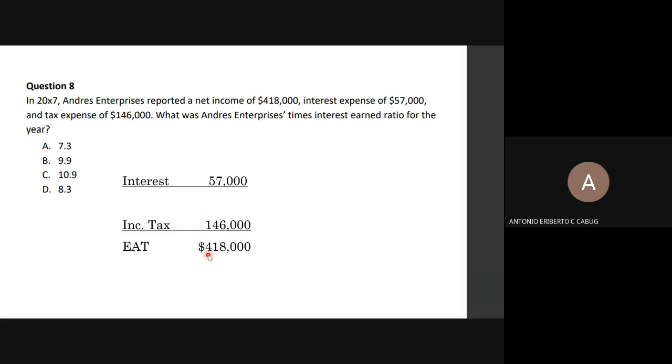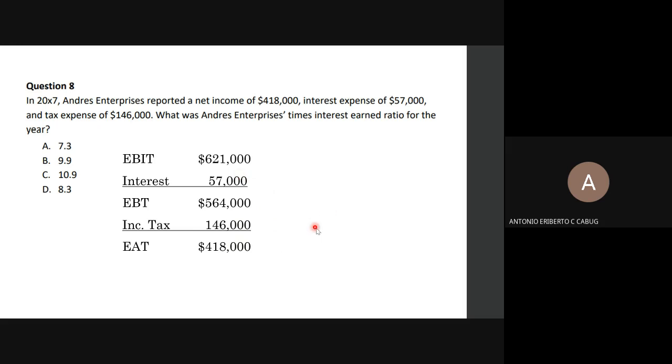Start tayo kay net income. Pag silent, net income after tax yan. When the problem is silent, that's earnings after tax. Okay? 418,000. To arrive at your EBIT, you have to add back the income tax of 146K, 564K, add back interest of 57K, giving you an earnings before interest and taxes 621,000.